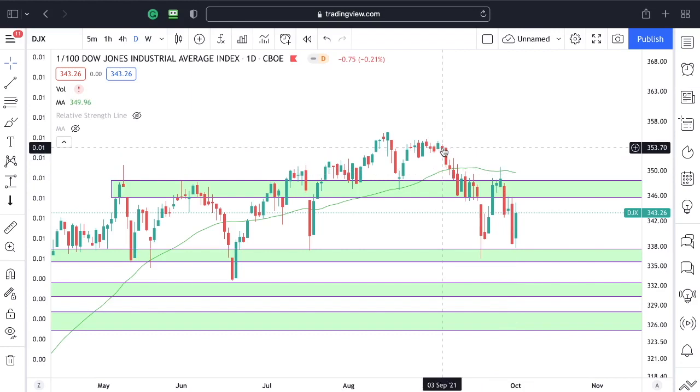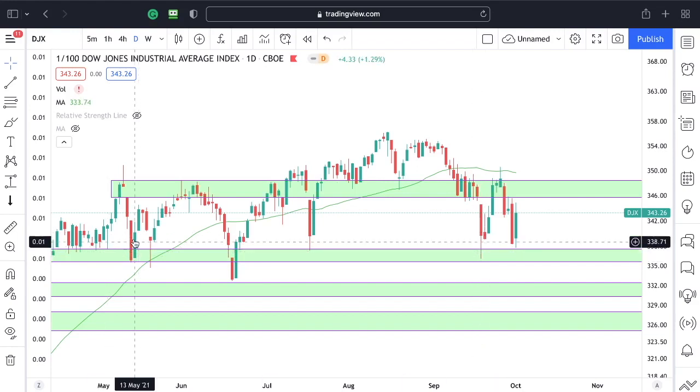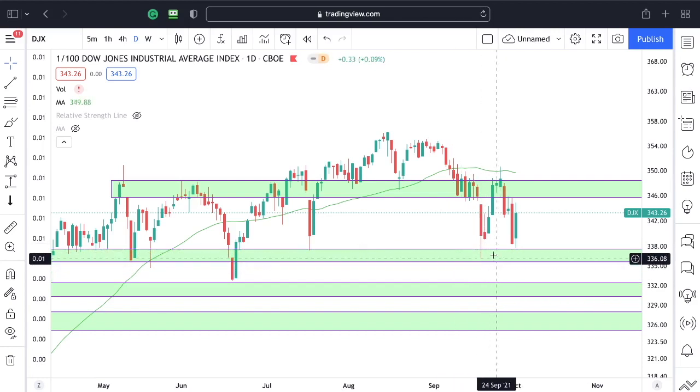After prices broke below the 50-day moving average and found support over here, this price area has been serving as a strong form of support for the Dow Jones, right? This is not the first time the Dow Jones has managed to find support at this area previously. If we take a look at the left side of the chart, this was the first time, this was the second time, this was the third time. So this price area has been serving as a strong form of support for the Dow Jones.